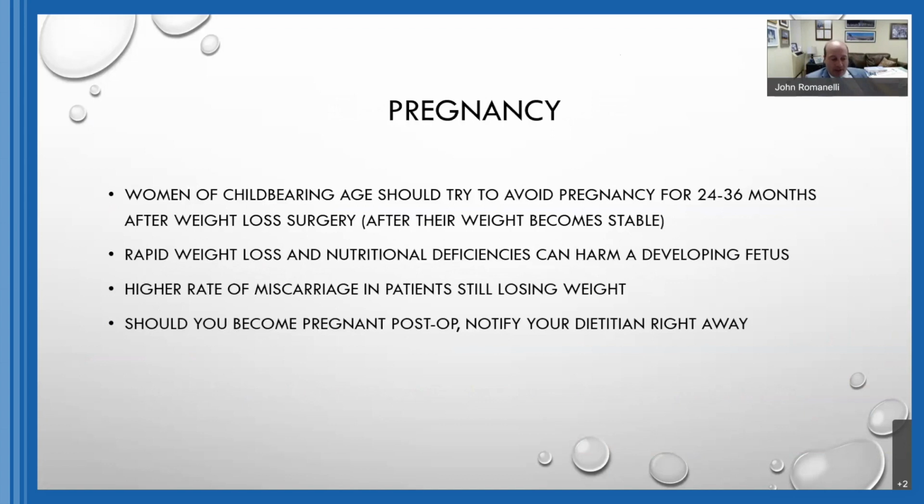It's also important to note this. Two things increase the risk of pregnancy. One is that if you have infertility problems, they can rapidly reverse, especially after gastric bypass.